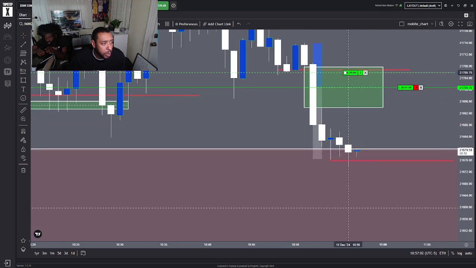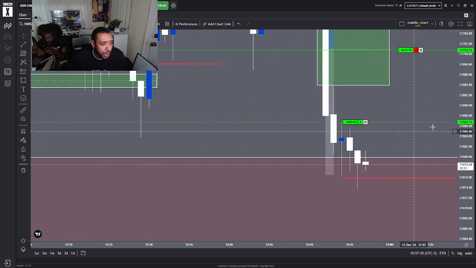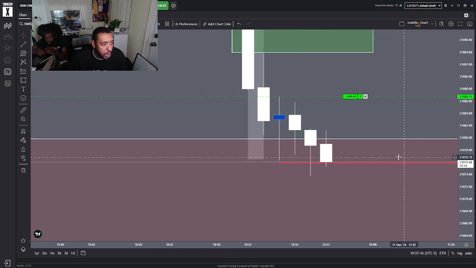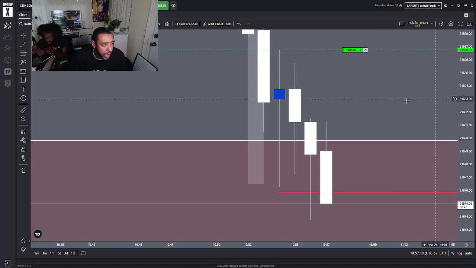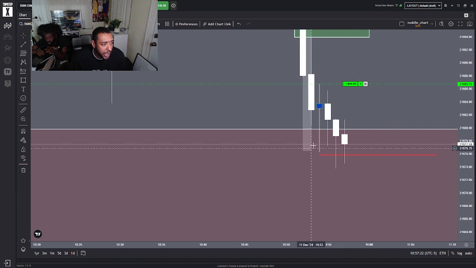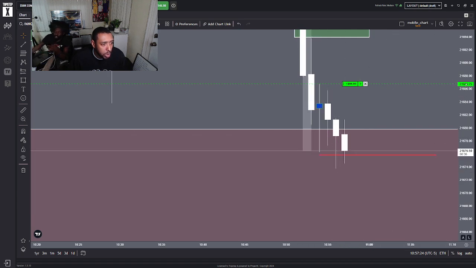Let me bring my stop up higher. I'm gonna bring my stop to break even. Nah, you know what? I'm gonna leave it right here. So I'm leaving my stop right here at 21,686 because, like I said, if I'm heavy bearish, I'm expecting this bullish candle to support price lower, right?